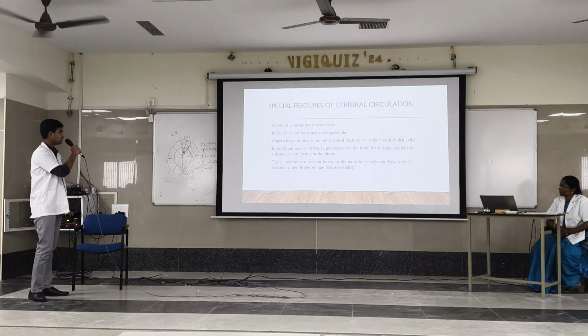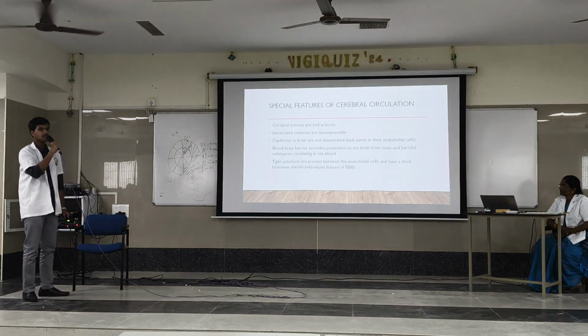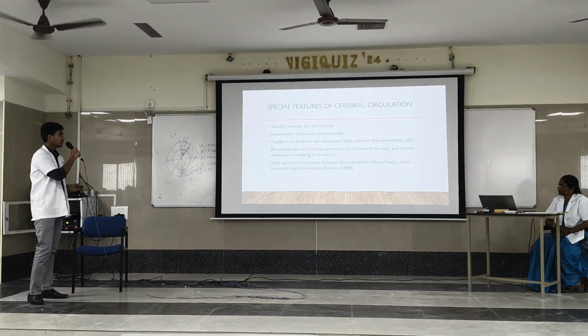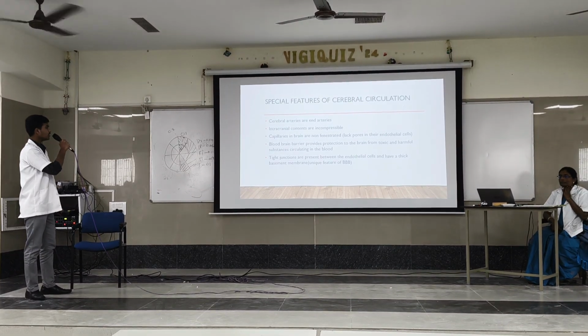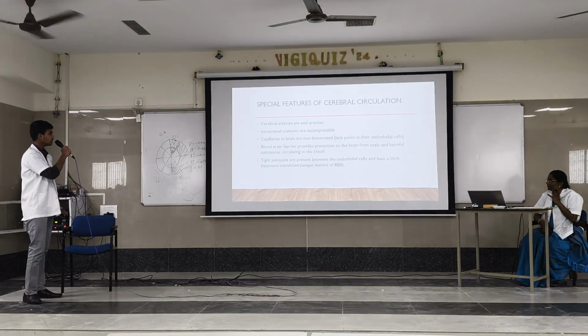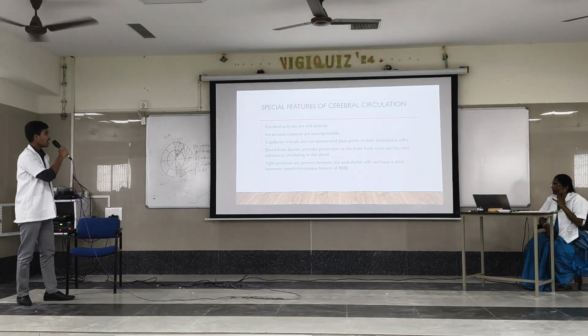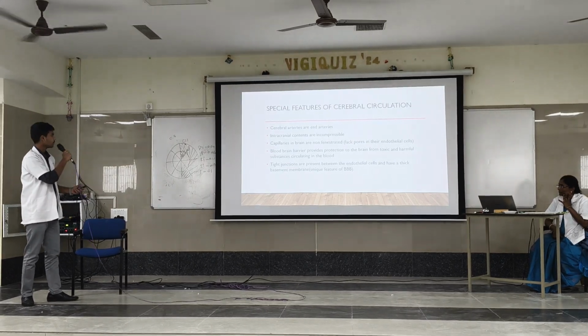Cerebral arteries are end arteries. Intracranial contents are incompressible. Capillaries present in the brain are non-fenestrated. The meaning of non-fenestrated is that they do not have holes in their endothelial cells. The blood-brain barrier provides protection to the brain from toxic and harmful substances circulating in the blood. Tight junctions are present between the endothelial cells and have a thick base in the brain. So this is a very unique feature of the blood-brain barrier.